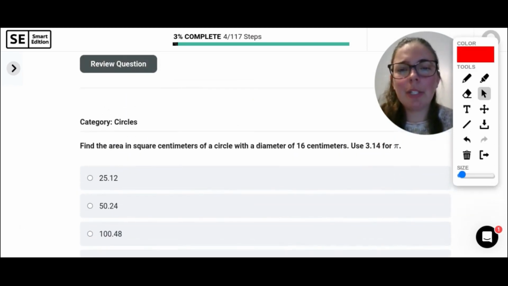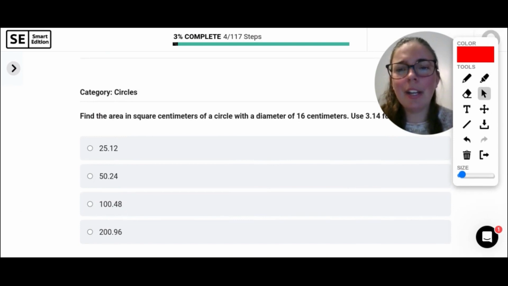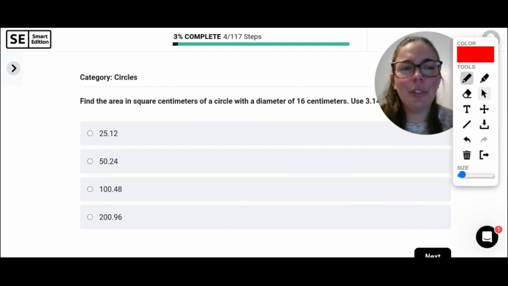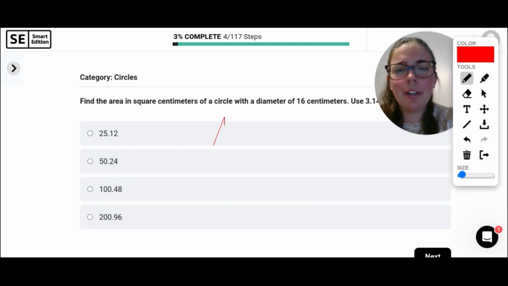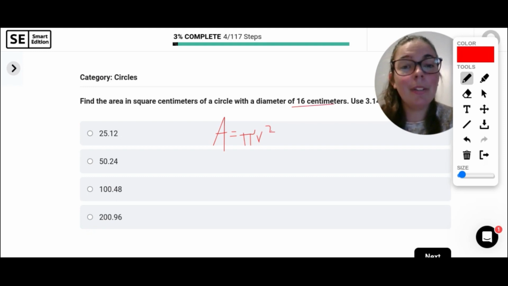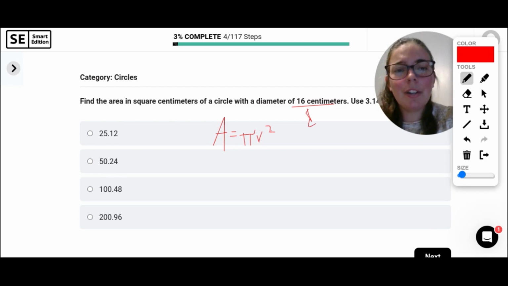Find the area in square centimeters of a circle with a diameter of 16 centimeters. Use 3.14 for pi. So area of a circle we can find on our formula sheet. Area equals pi times the radius squared. So if the diameter is 16, what is the radius? Well, it's going to be half of that, so that would be a radius of 8. Now I'm going to use 3.14 for pi. So let's plug in what we know and then find our area.